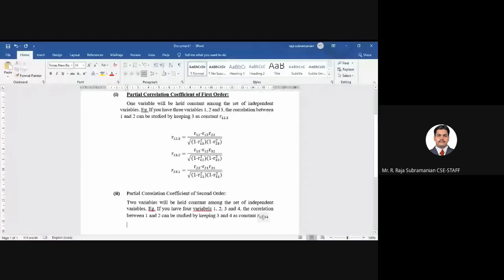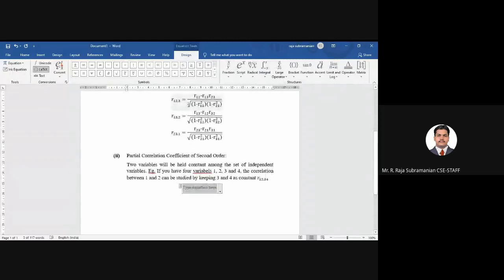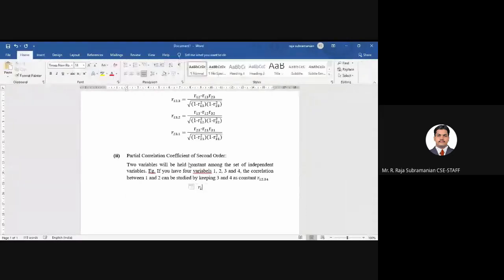Right? Now with the help of these formulas itself, we can easily find the formula for R12 dot 34. So I'll write that formula. If you look at this R12 dot 3, the same thing we can also write with respect to R12 dot 34, which will be equal to... my main study should be with respect to R12 by keeping 4 as constant first. Next, normalize with respect to 3 and 4 for studying the correlation between R12. Right? So this is the case.